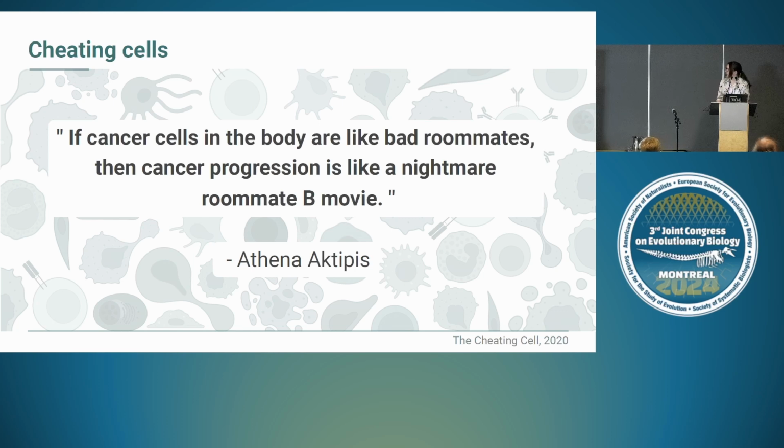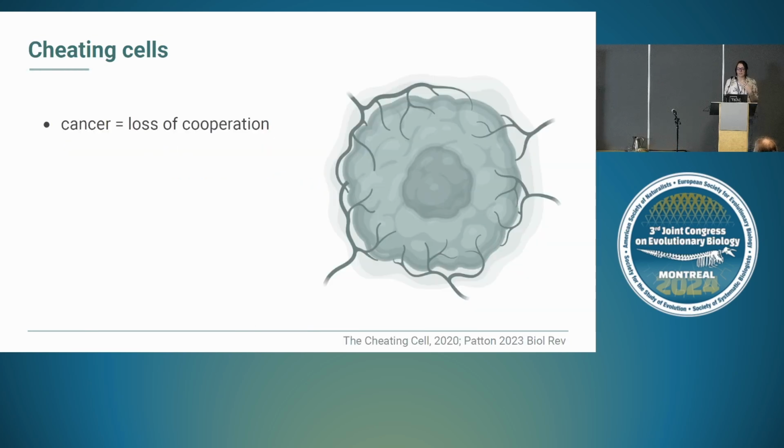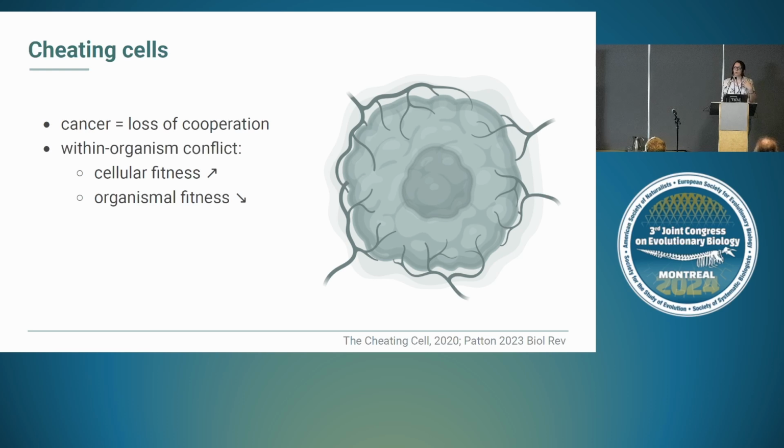Well, this is a very clever analogy that I didn't come up with, but Athena Aktipis came up with it in her book, The Cheating Cell. And it's a very clever analogy for cancer. So you can imagine cancer as being a loss of cooperation among cells within an organism. And this is due to cells having a tendency to increase their own fitness at the expense of the organismal fitness. And obviously, in that case, we find ourselves in a within-organism conflict.